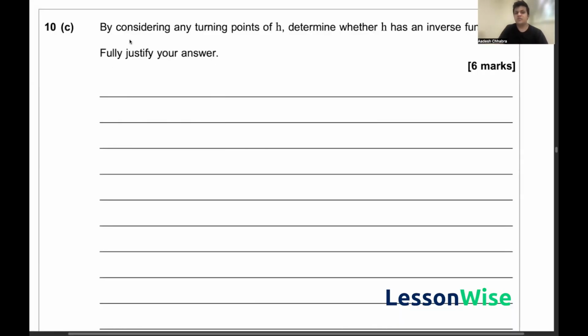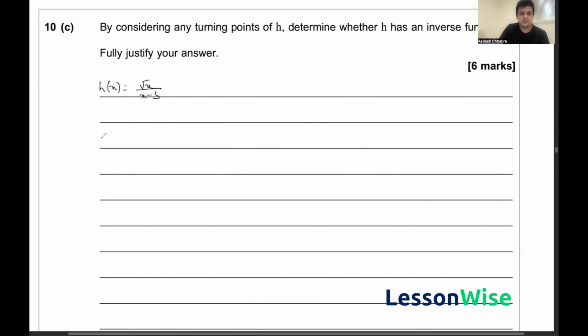So for question 10c, we've been asked to consider whether h has an inverse or not by considering whether it has any turning points. So essentially what this question is asking us to do is find the value of x at which the turning point exists and assess whether or not that value of x is actually within the domain that we are considering. So if we go ahead and do that, we know that h of x is equal to root x upon x minus 3.